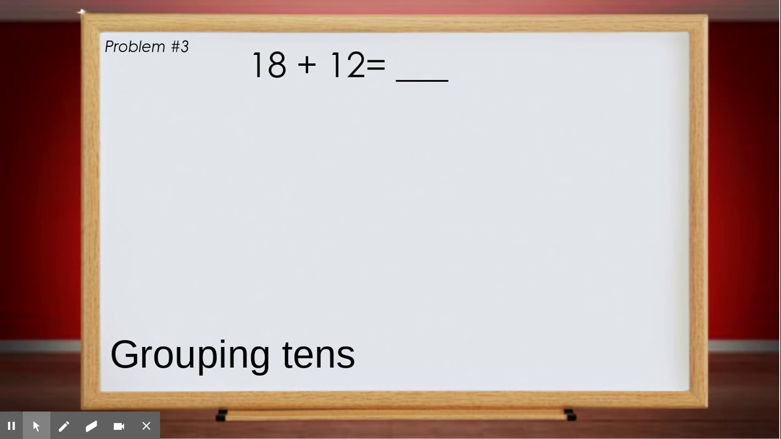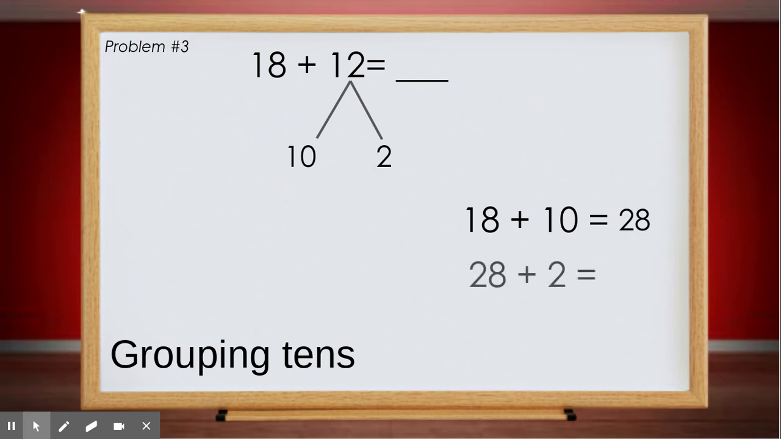Let's try problem 3. 18 plus 12 equals blank. And I'm going to do the group 10 strategy. Again, I'm going to break my smaller number, in this case, which is the number 12, into 10 and 2. And once I broke my number into 10 and 2, I'm going to use the 10 to group it with the 18, making 18 plus 10 is 28. And then my last step will be to add the remaining, which is 28 plus 2 equals 30.